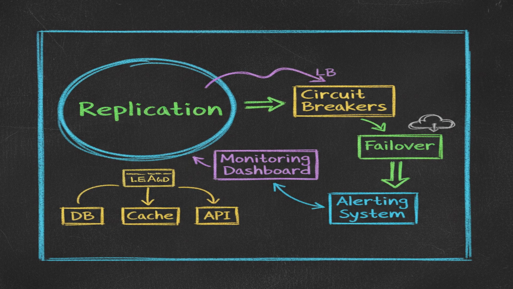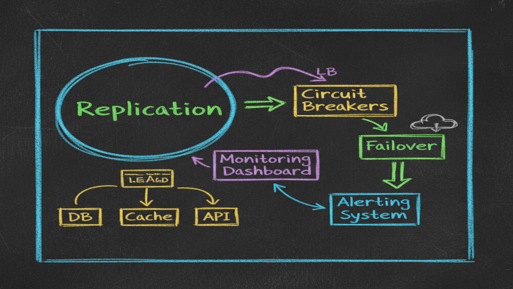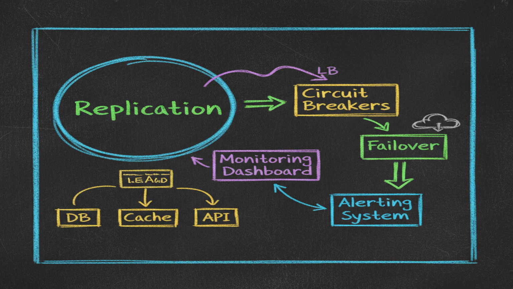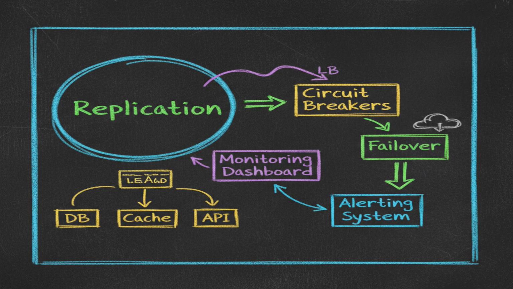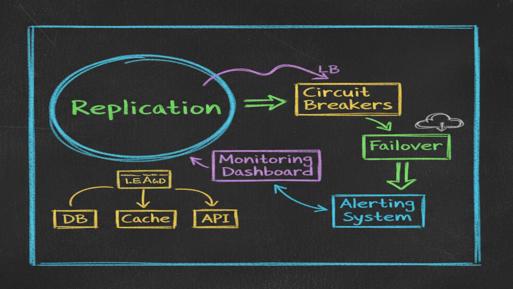For reliability, we need to consider fault tolerance, monitoring, and alerting. We'll use replication for all critical components. If a database node fails, we can failover to a replica. We'll also use circuit breakers to prevent cascading failures.